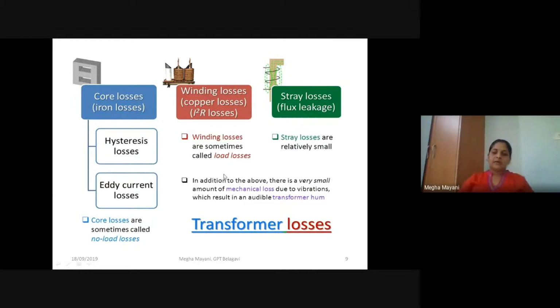in the succeeding sections. Other than this, we have some losses which are called mechanical loss. These may be due to the vibrations. Due to these vibrations, sometimes we hear a kind of hum sound which is audible. So that is basically due to the vibrations present, and these are nothing but the mechanical type of losses.